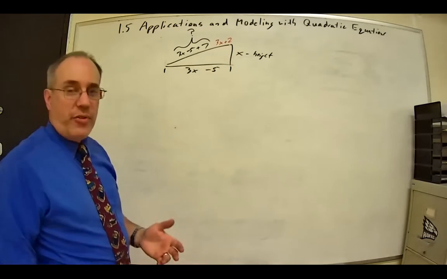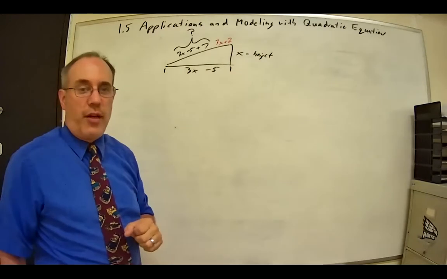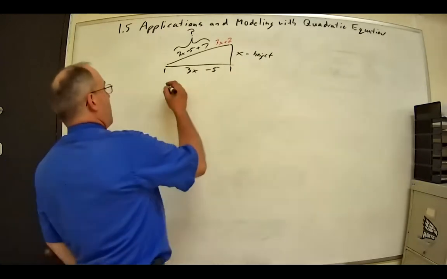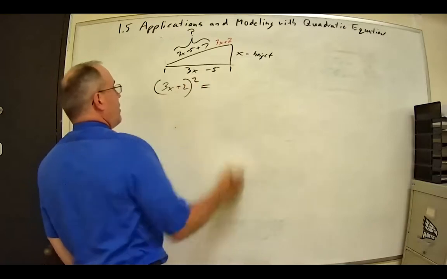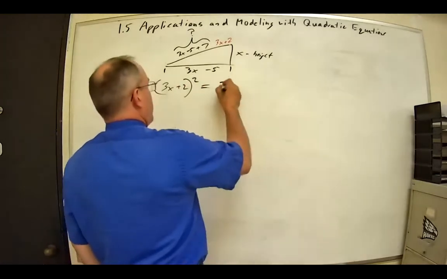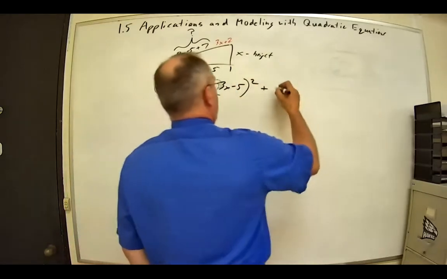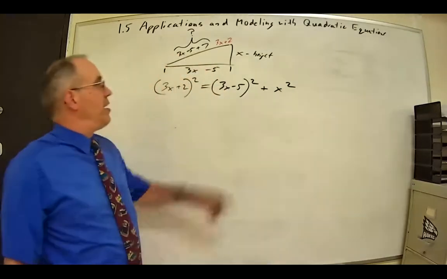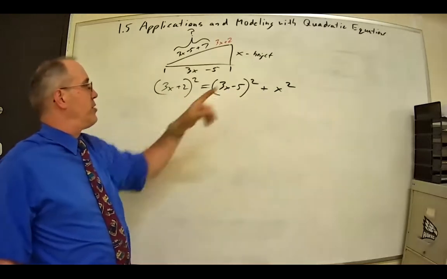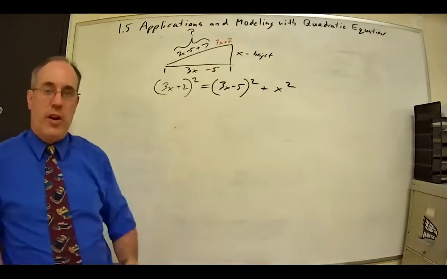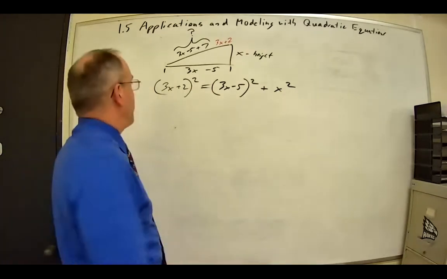Well, we know that the Pythagorean theorem will relate the sides of a triangle to the hypotenuse. So we can say that (3x + 2) squared is equal to (3x - 5) squared plus x squared, right? a squared plus b squared is equal to c squared. x squared plus (3x - 5) squared is equal to (3x + 2) squared. Now we're going to start squaring things, combining like terms, etc.